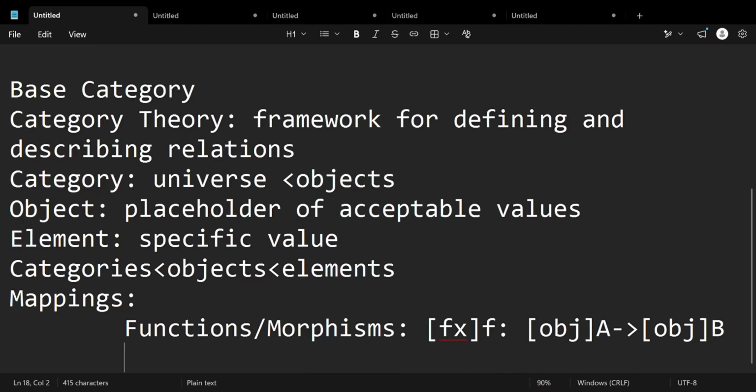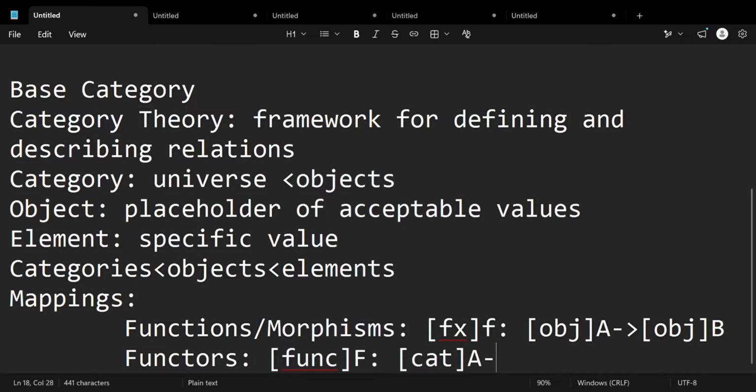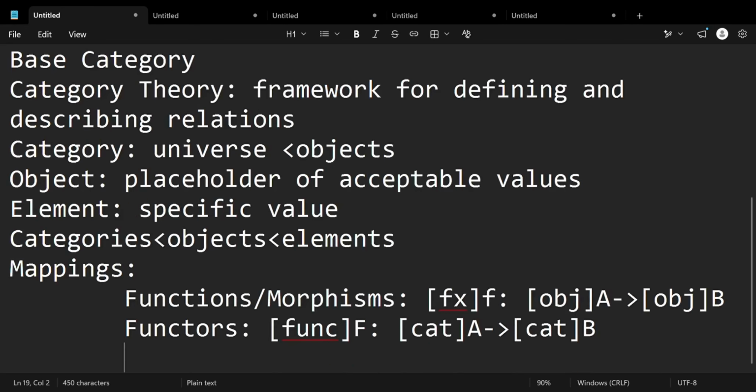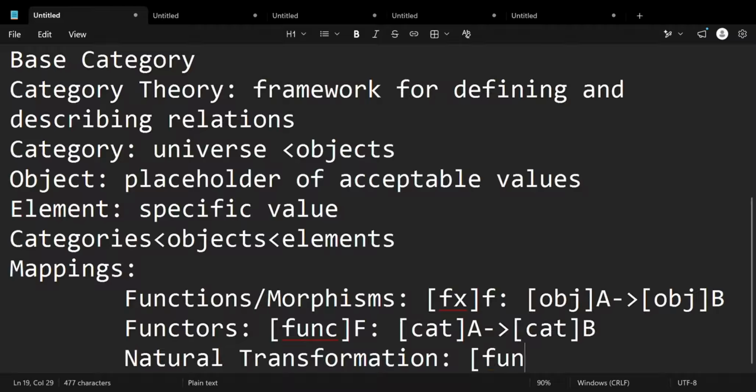We have functors, which relate category to category, right? And then we have natural transformations, which relate functors to functors.